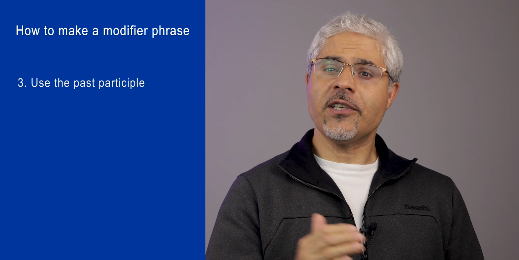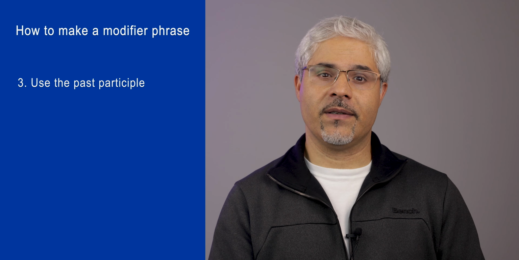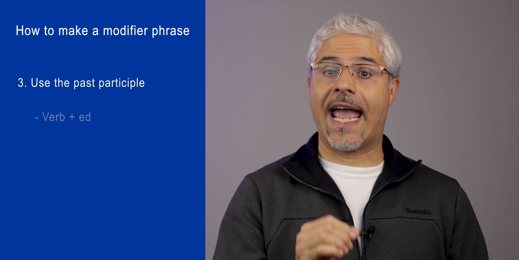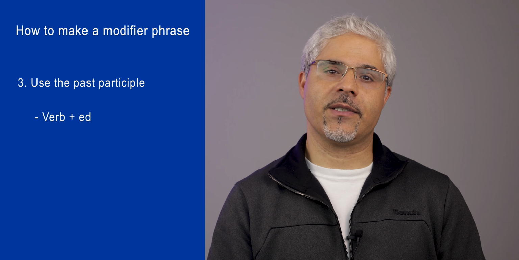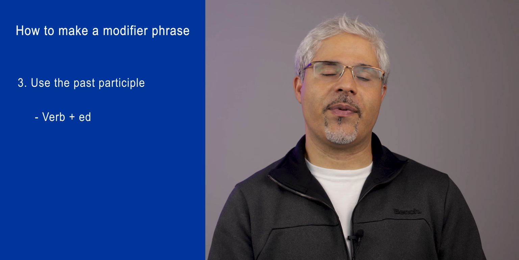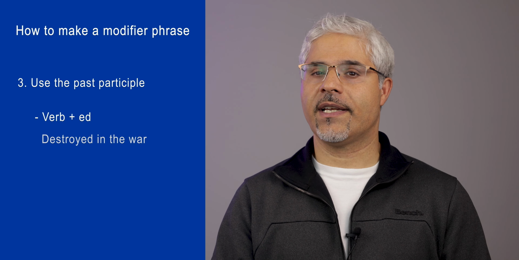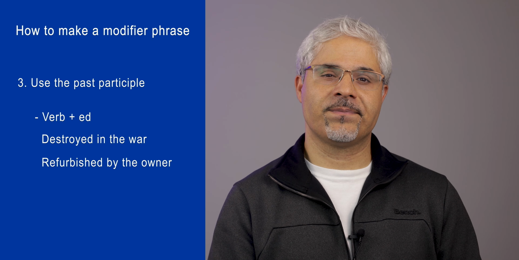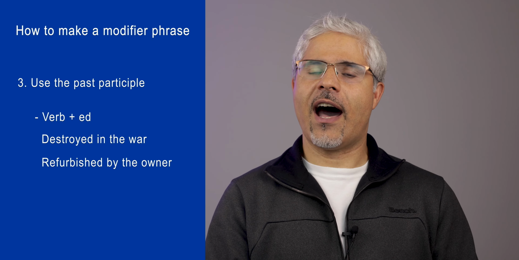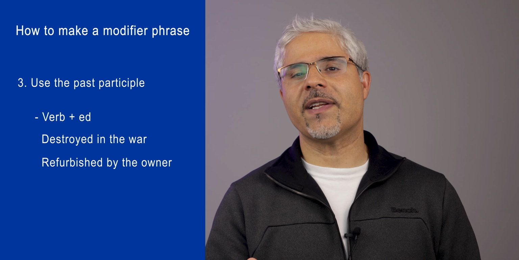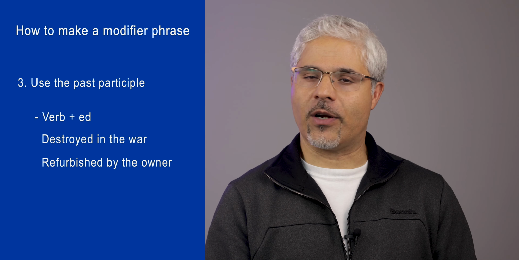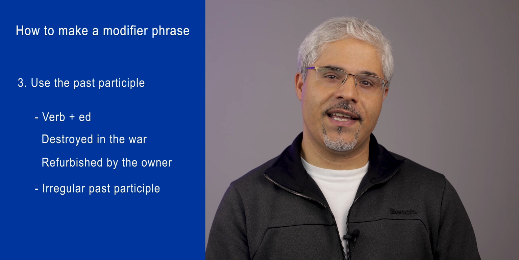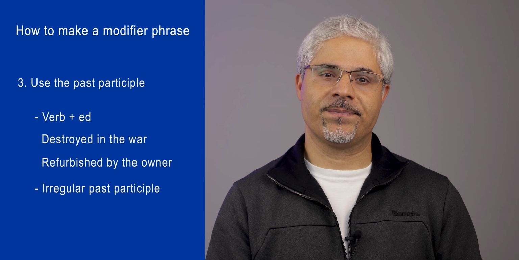Third, you can also use the past participle of a verb. You can make the past participle of the verb by adding an ed to most verbs. Here are 2 examples. Destroyed in the war. Refurbished by the owner. In some cases, you cannot make the past participle by simply adding an ed to the end of a verb. In other words, the past participle is irregular, and you will need to learn it.